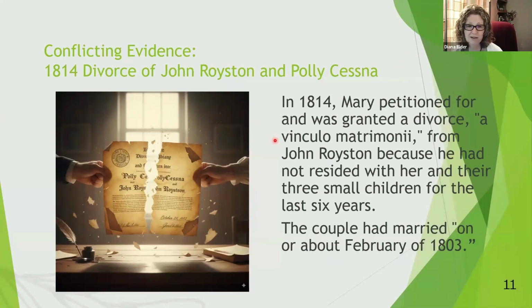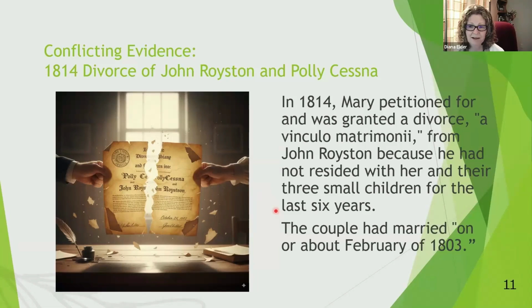So she wanted to boot John Royston out of her life because he had not resided with her and their 3 small children for the last 6 years. So she gets married in 1803. Thomas is born about 1806, and then Sarah born 1810.